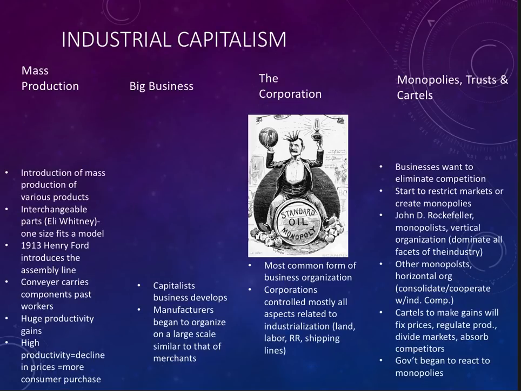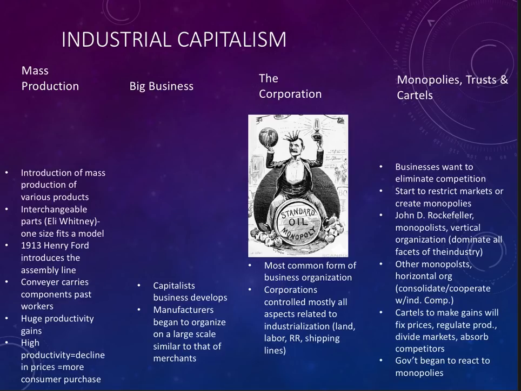With this idea of factories and industrialization, we see industrial capitalism develop. Pretty much this is the way that these factories are running and the way they make money. One of the big ways they did this was through the idea of mass production. So there's an introduction of mass production of various products, depending on what your specialty was and what goods you were selling, you can mass produce.